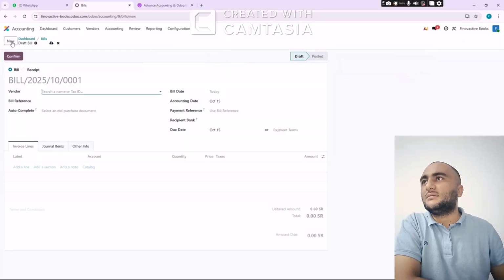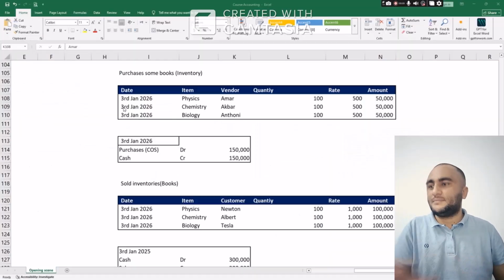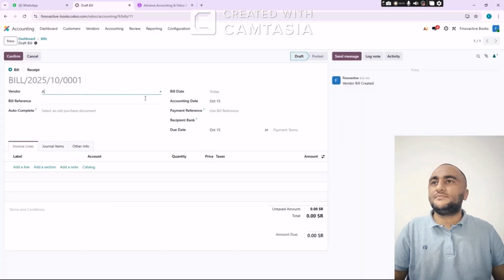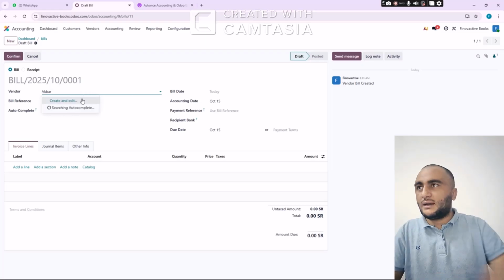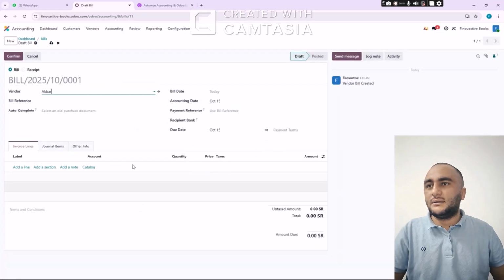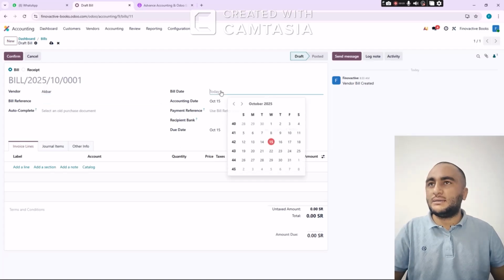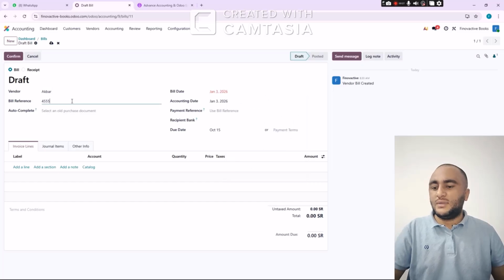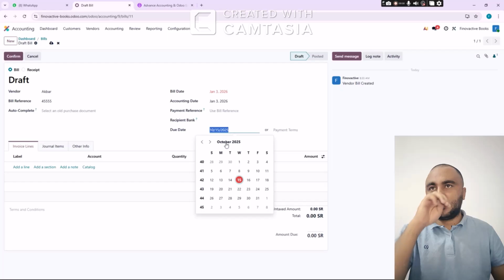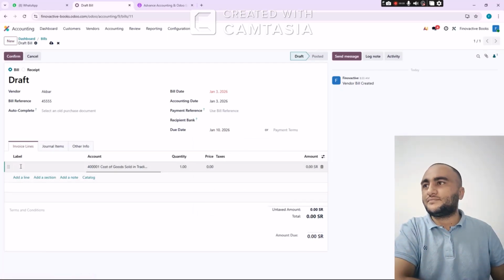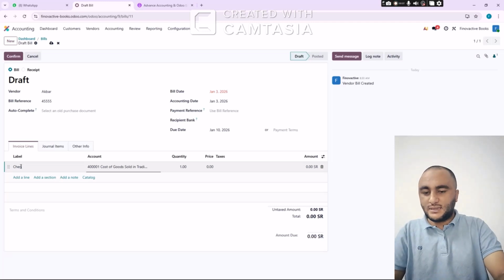For the second bill, we have to enter a new one, and that is Akbar Chemistry. The vendor name is Akbar. We will just create and edit, save. Akbar vendor is saved. Here we can input the date. It's 3rd Jan. For the bill reference, you can write anything. Same due date, I will put 10, and in the line this is chemistry.